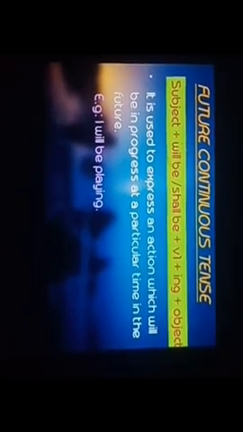Future continuous tense. Future continuous tense is used to express an action which will be in progress at a particular time in the future. Means when we decide before that this action will be in progress at a particular time, then only we'll use future continuous tense. For example, I will be playing.